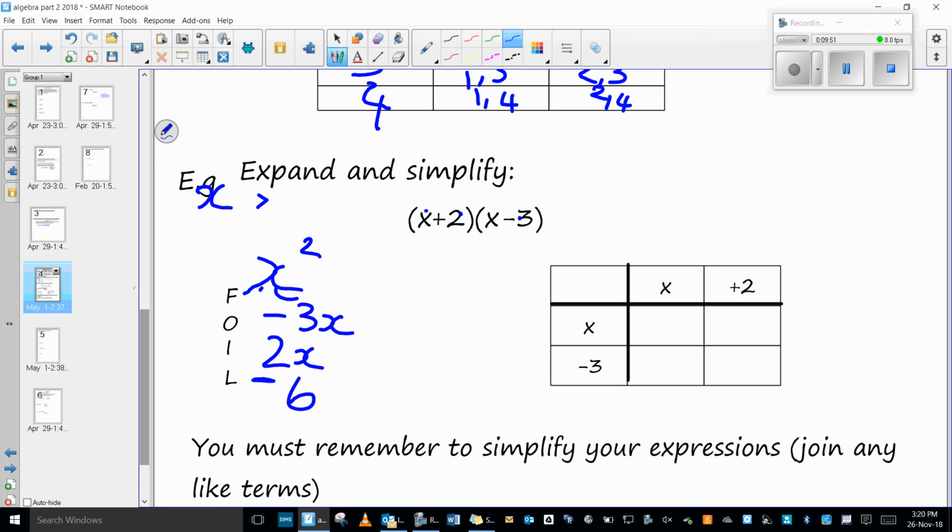So this bracket here, I've separated an x and a plus 2, and in this bracket, I've written it down this way. Which one's horizontal and which one's vertical, it doesn't matter. It really doesn't matter which order you put them. Now where those boxes meet, I'm going to write the answer when I multiply them. So in this box, I'm looking at x and x, so that gives me x squared. And in this box, I've got positive 2 and x, so that gives me 2x.